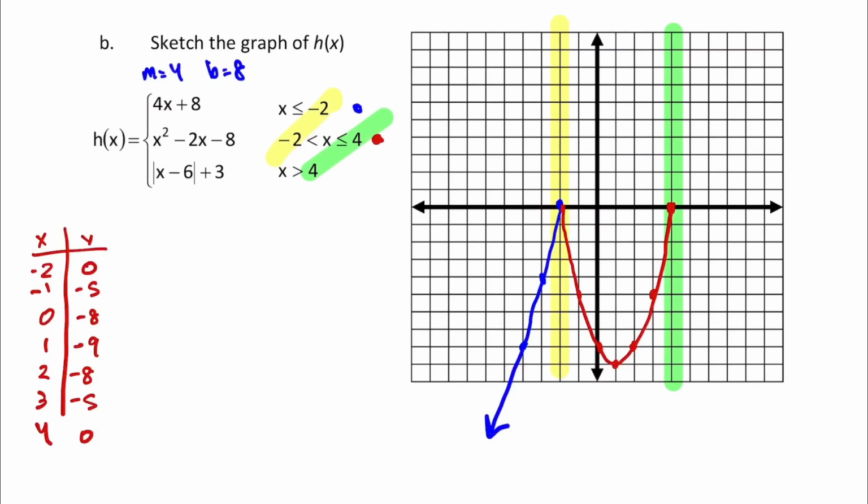And now my last piece. Absolute value. It's been shifted right 6, up 3. Remember, that's going to be the vertex. There's no reflection over the x, so it's just going to be a V. That's been shifted right 6, so 1, 2, 3, 4, 5, 6, up 3, 1, 2, 3. That's going to be the vertex right there. Let's see, 1, 2, 3, 4, 5, 6, 1, 2, right there.